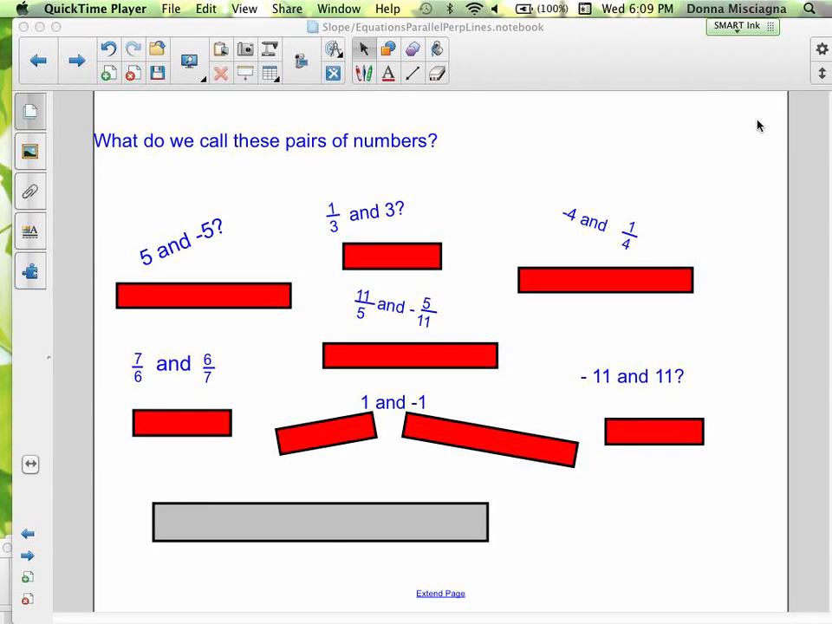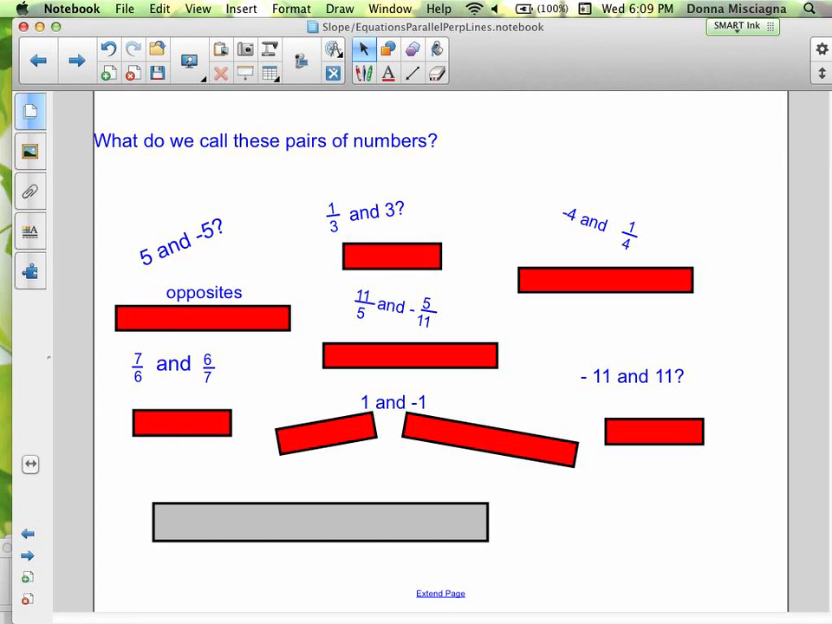So let's learn what we call some different pairs of numbers. All right, so let's see if you know. You think in your head while I go over them. So 5 and -5. What kind of numbers are those? Notice one's positive, one's negative. Those numbers are opposites.